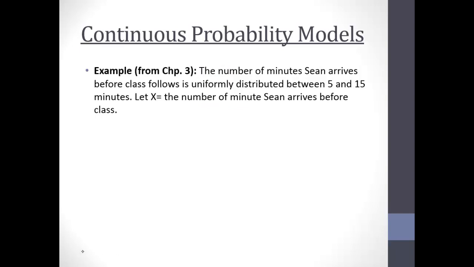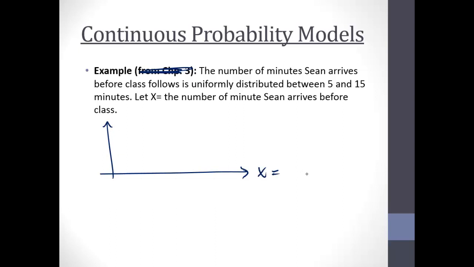Okay, so an example that I guess we didn't cover, since we had a different set of Chapter 3 notes. But an example that we could look at is, if we have a student, Sean, who arrives a number of minutes before class that is uniformly distributed between 5 and 15 minutes. If I draw my density curve, this is kind of like that bike trail example that we looked at.